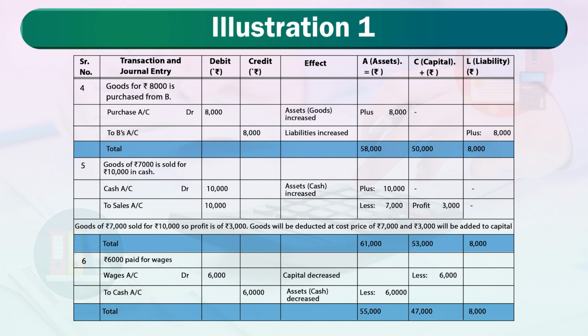So earlier we had a total of 61,000 on the asset side, which is now reduced to 55,000 after deducting the cash of 6,000 rupees. And in case of capital, earlier the total was 53,000 and now we have deducted 6,000 for the expense of wages. The new total is 47,000. Liability of 8,000 will remain as it is. So assets of 55,000 equals the capital of 47,000 plus liability of 8,000, which makes an equal equation.